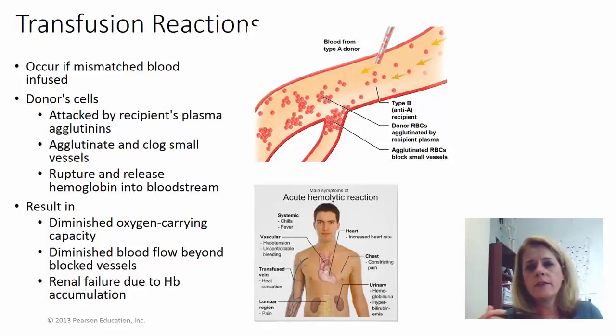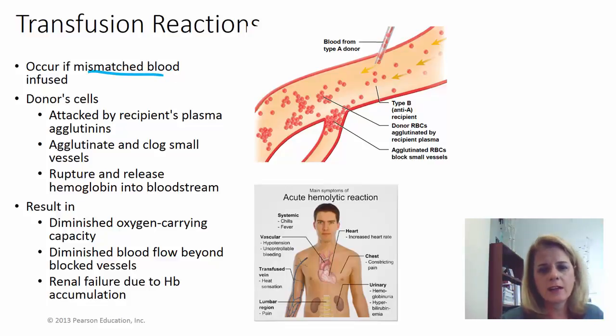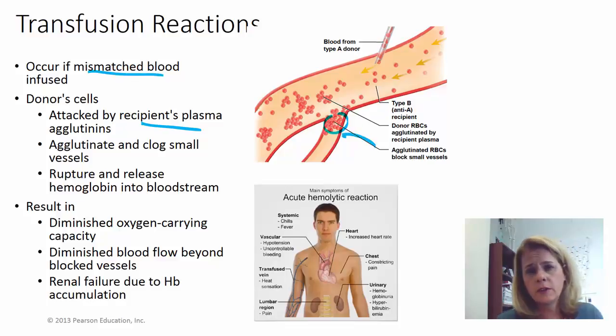So if everything's fine and there's a match, you don't have to worry about it. But if somehow something's missed and you get a mismatched blood, then the donor cells are going to be attacked by the recipient's plasma. Okay, it's going to start to agglutinate, and it's going to start to clog these small vessels, and that can cause a rupture. That can cause the release of hemoglobin into the bloodstream, which can be toxic.